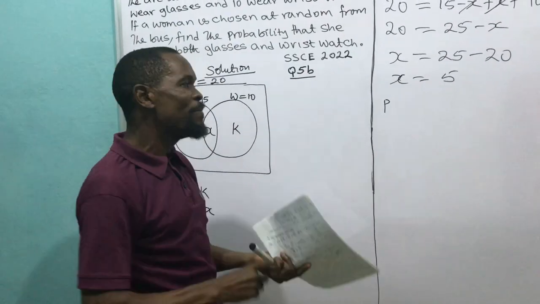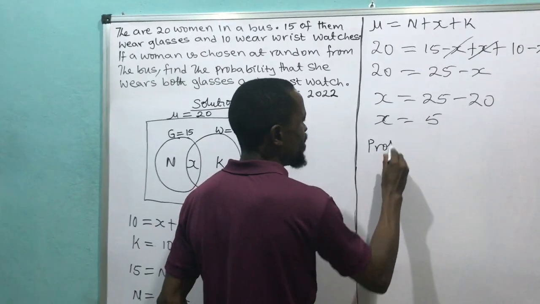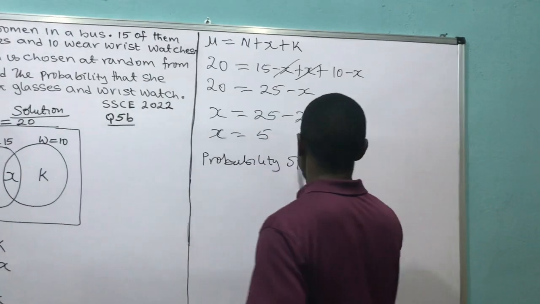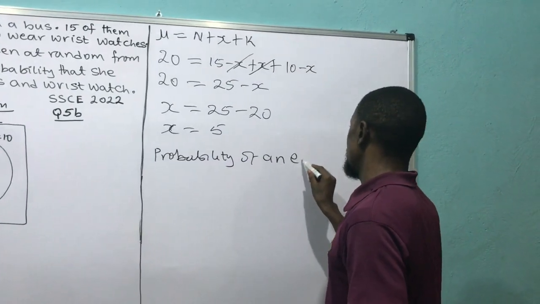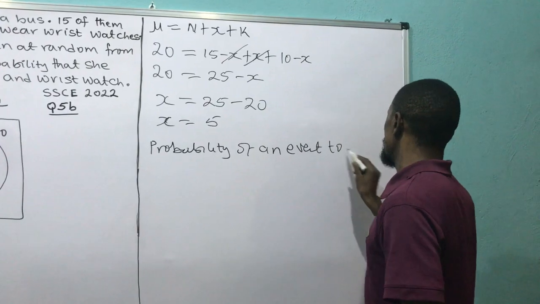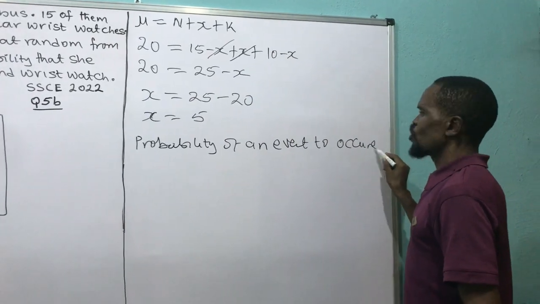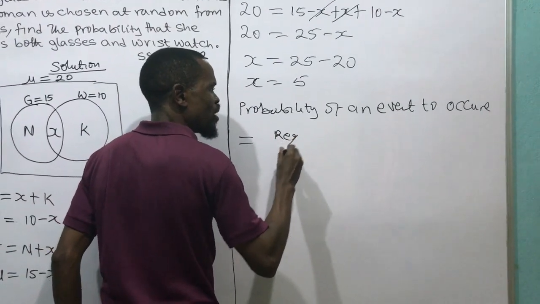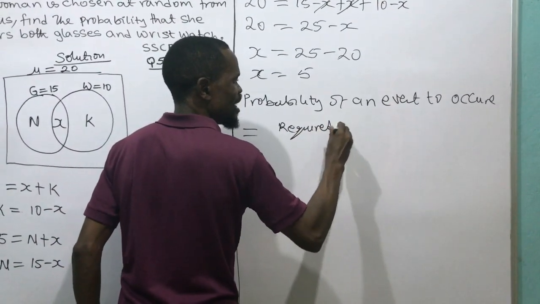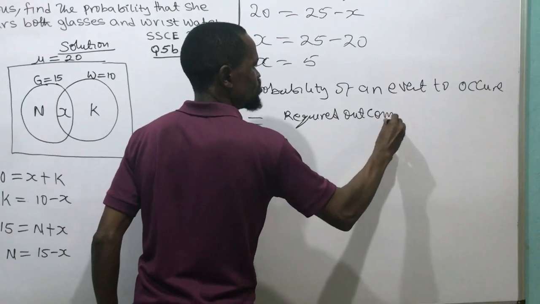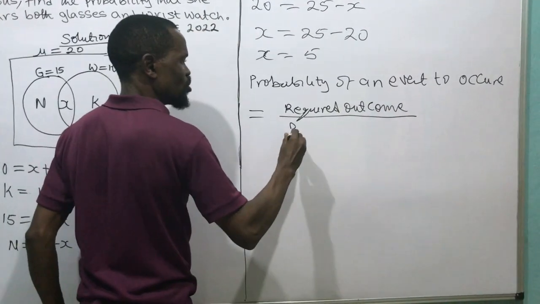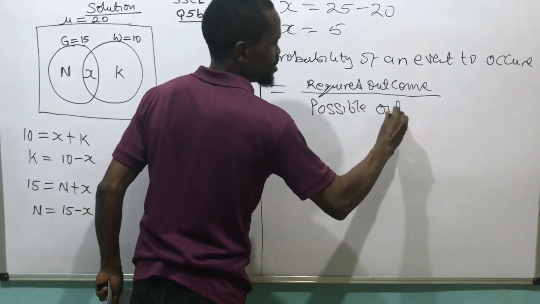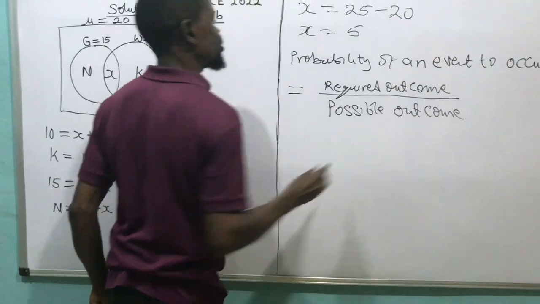Now say that the probability of an event to occur equals the required outcome over the possible outcome. Required outcome over possible outcome.